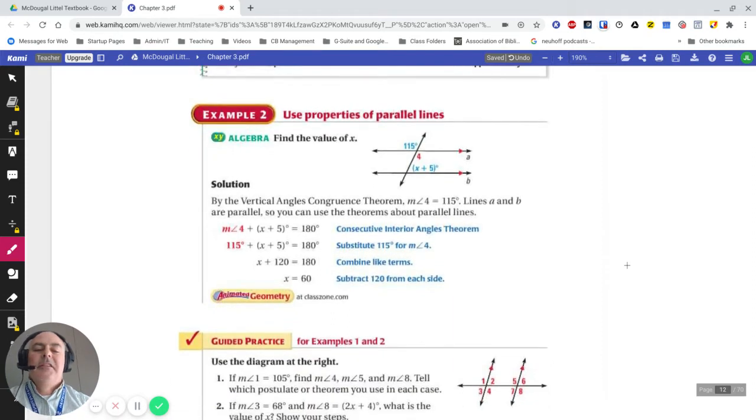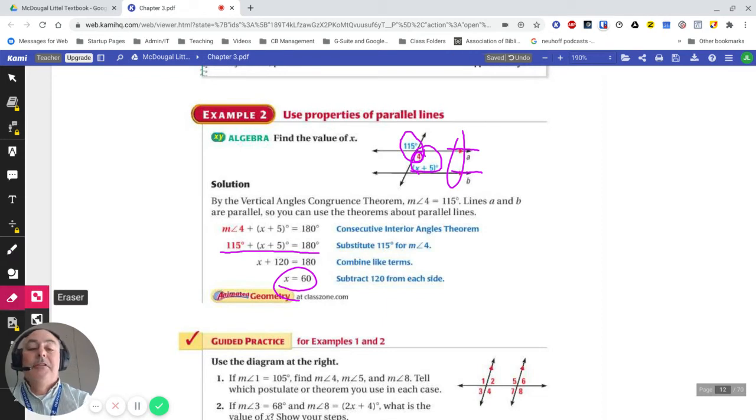When I look at this example, what I see is, to begin with, I can establish that the measure of angle 4 equals 115 degrees because those are vertical angles. I also know that line A and line B are parallel. That's what these little red arrows show me. And so now I can also establish an equation because I know 4 is 115, and those two are consecutive interior angles. And so I add them up, and I can solve for x.